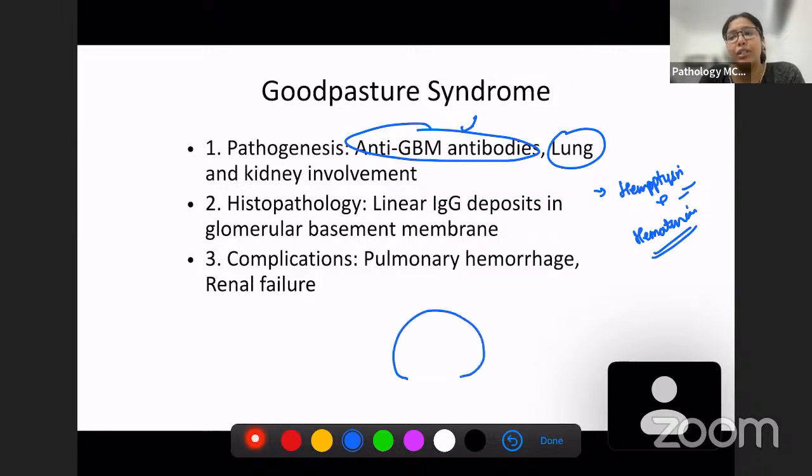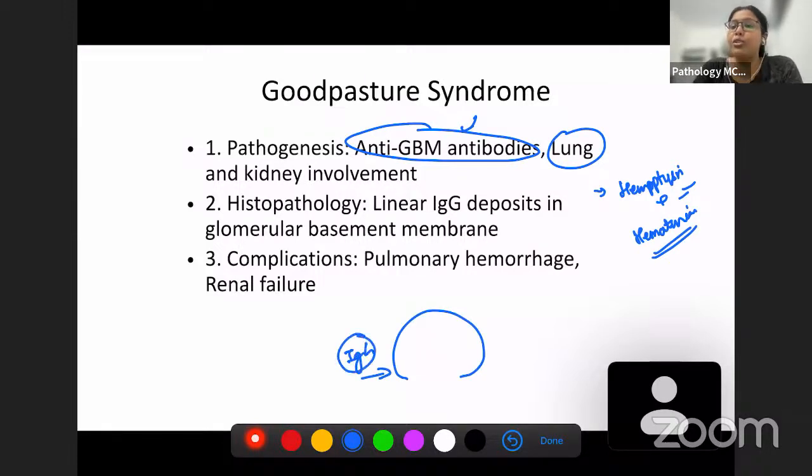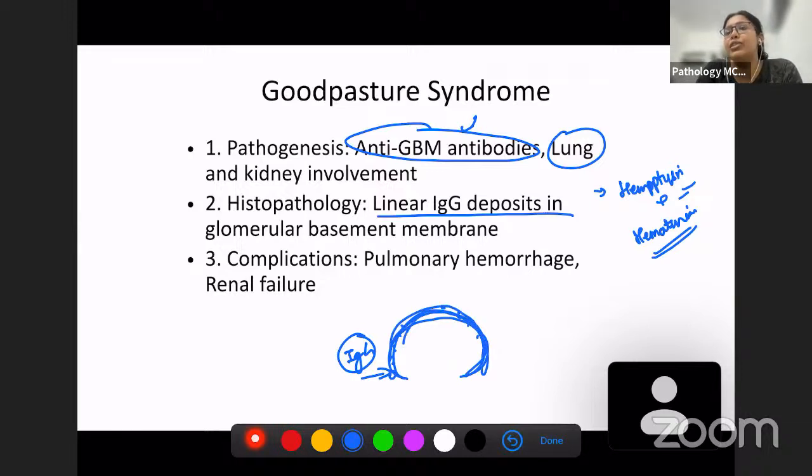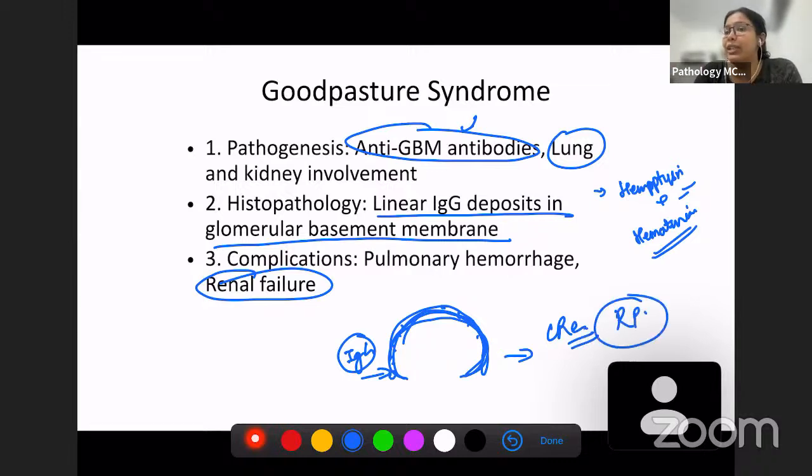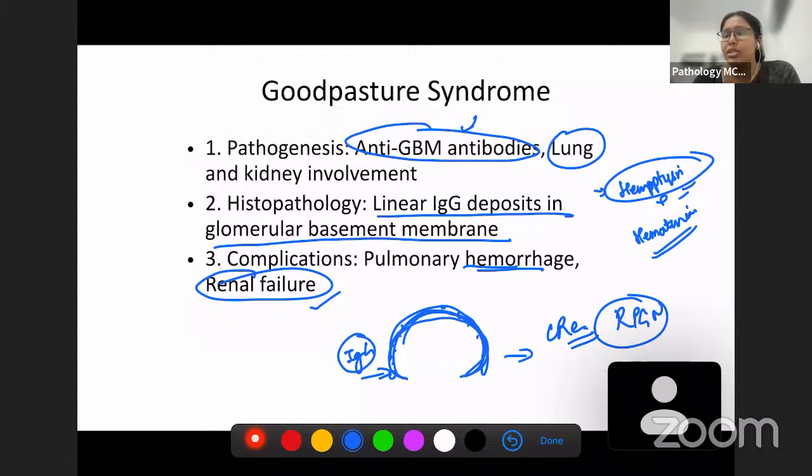Histopathology, we know it's going to affect the glomerular basement membrane, and what is going to be there? IgG antibodies are going to affect. So this is an immune-mediated disease. So when you do an immunofluorescence, you're going to see linear IgG deposits in the glomerular basement membrane. What are the complications? Since it affects kidney, renal failure, because this is also associated with crescentic glomerulonephritis, which is rapidly progressive. This can lead to renal failure. Pulmonary hemorrhage, because again, lung involvement is also there. So these are the few things which you have to remember about Goodpasture's syndrome.